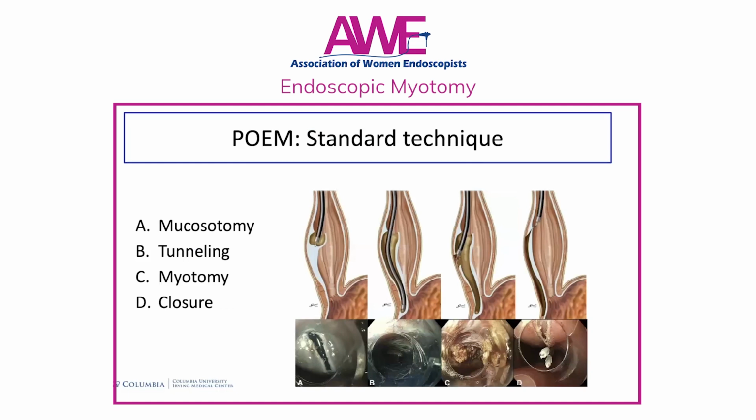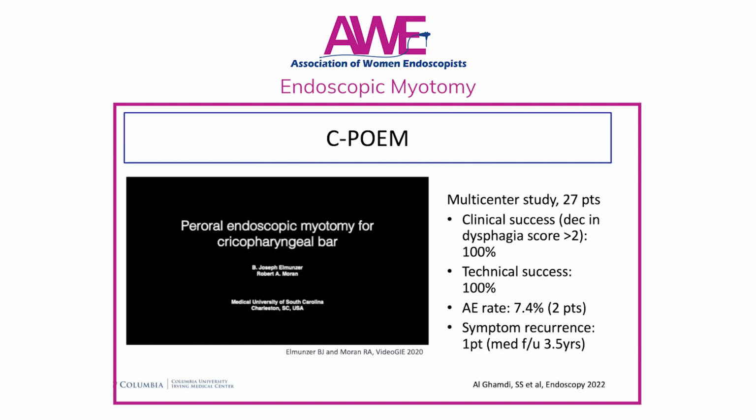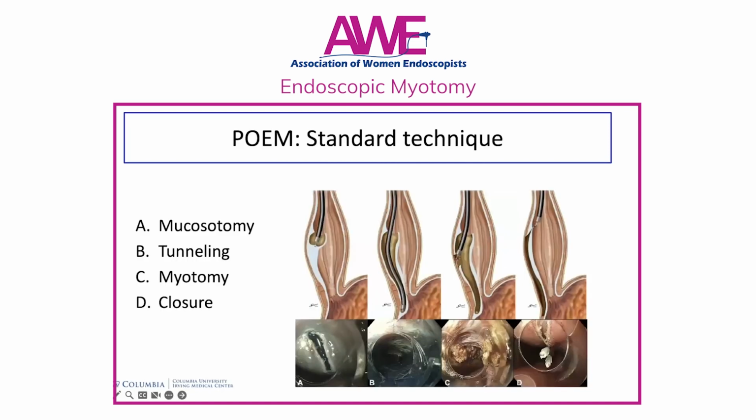So where does it all come from? Of course, from POEM, which has a very standard technique with 4 critical steps. That's what we talk to our patients about. The first step being the mucosotomy, the second step being the tunneling procedure from the mucosotomy site all the way down to your target endpoint. For esophagus, it's the cardia, but for others, it's a different endpoint. The myotomy being the third step, and then finally the fourth, and usually the most critical step, is the closure itself.